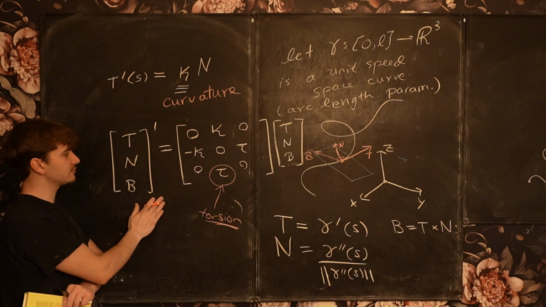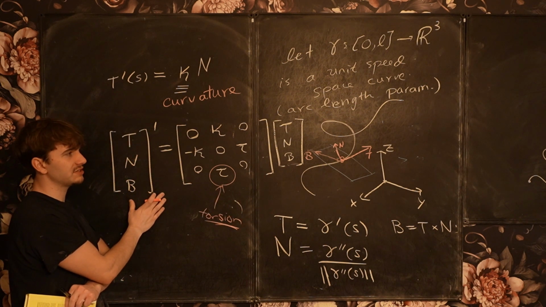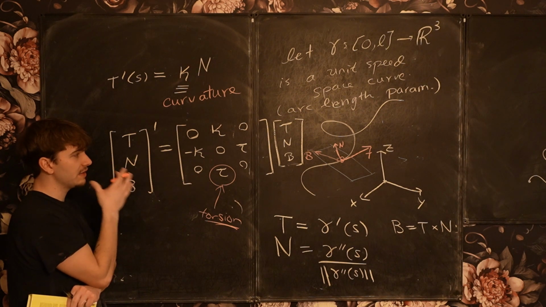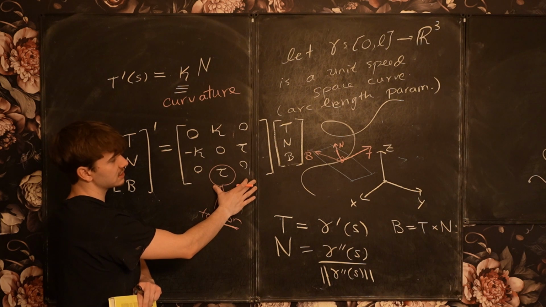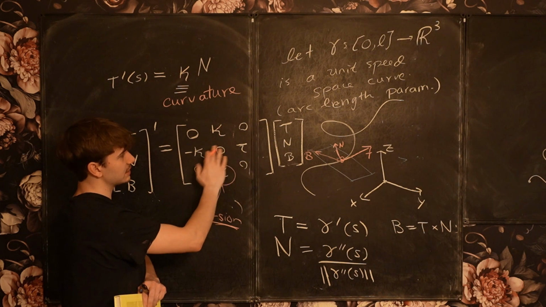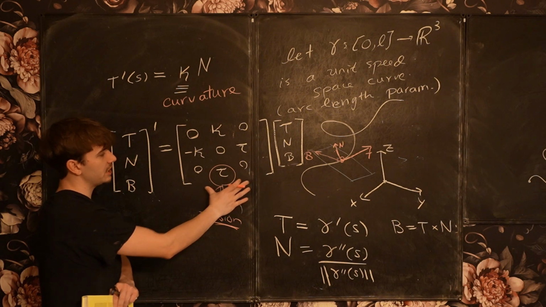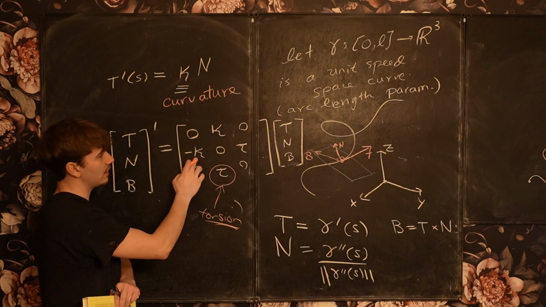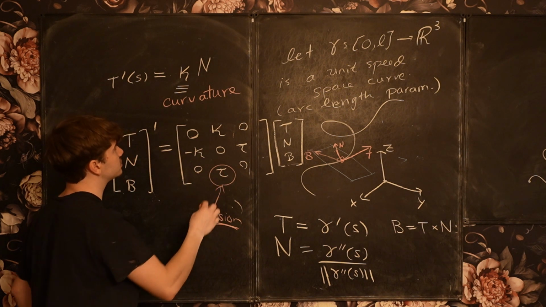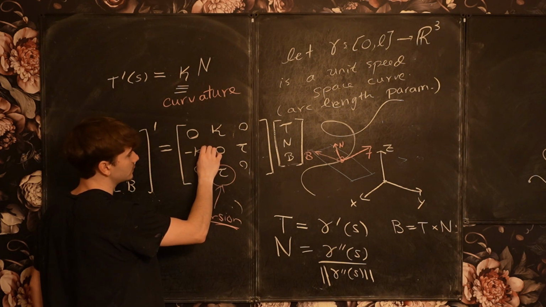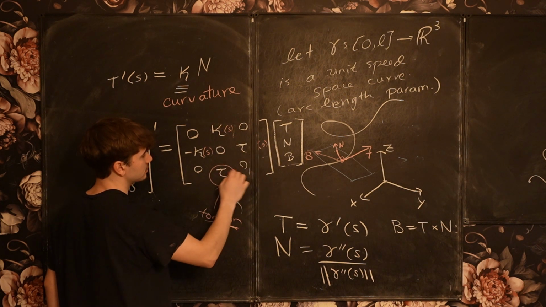But this is a really nice formula which gives us a differential equation for the TNB frame. And this differential equation, it's a linear system of differential equations, right? This is a linear matrix, because all of these tau and kappas, I guess these are changing, right? These do depend on S. All of these parameters do depend on S.